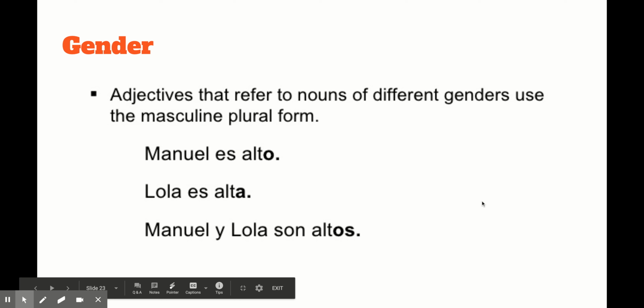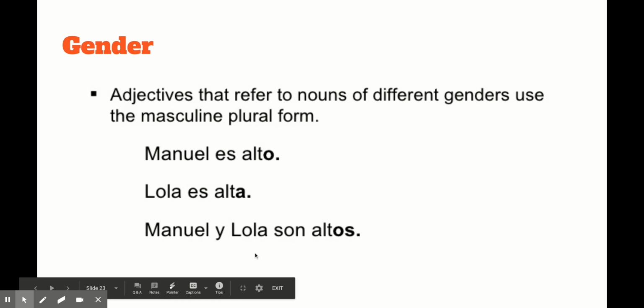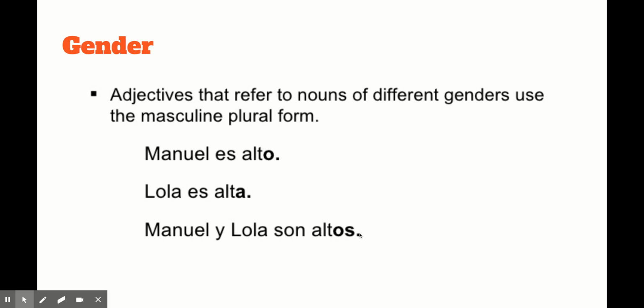Okay, the very last thing, which again I've told you 1,000 times before, has to do with this: if there are 55 women in one room and one man enters the room, bam, we're talking about masculine, right? So if I say Manuel es alto, Manuel is tall. Lola es alta, Lola is tall, right? He is a guy, so we're going to use an O. She's a girl, so we're going to use an A. But if I'm talking about Manuel and Lola, a guy and a girl, the adjective is going to take the masculine form, okay? That's the only thing you need to know here.